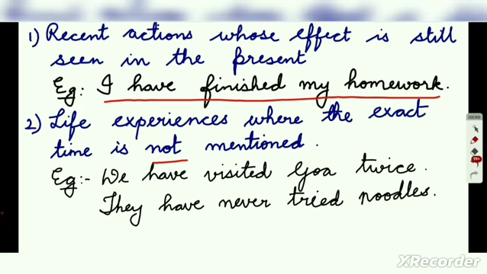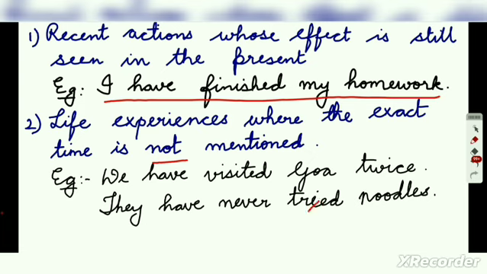Similarly, if I say she has just left the office, this is also a recent action. The effect is that she's not here now. Okay. So these are the recent actions whose effect is still seen in the present. The next case is life experiences where the exact time is not mentioned. For example, we have visited Goa twice.